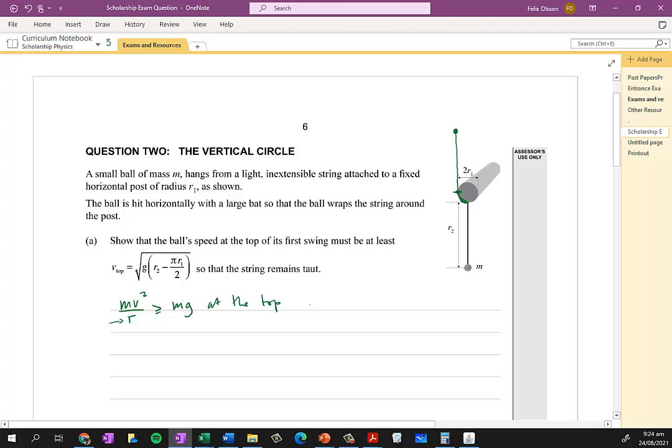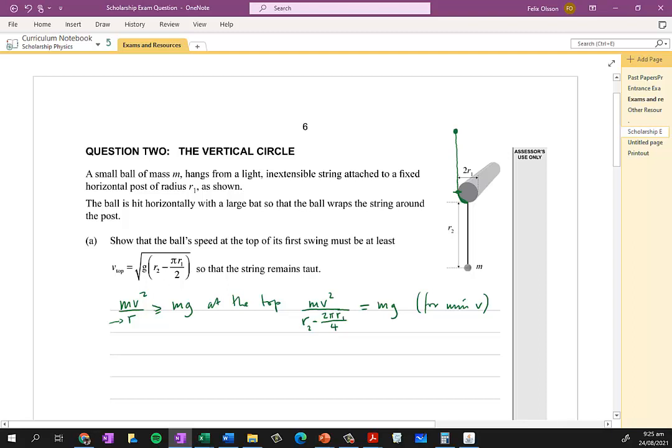And so then we have mv squared over not r, but r minus a quarter of the circumference of this thing. So over r2 minus 2 pi r1 over 4 is equal to mg for minimum. Right, so when it's the minimum speed, that's when we choose the condition that they're equal.